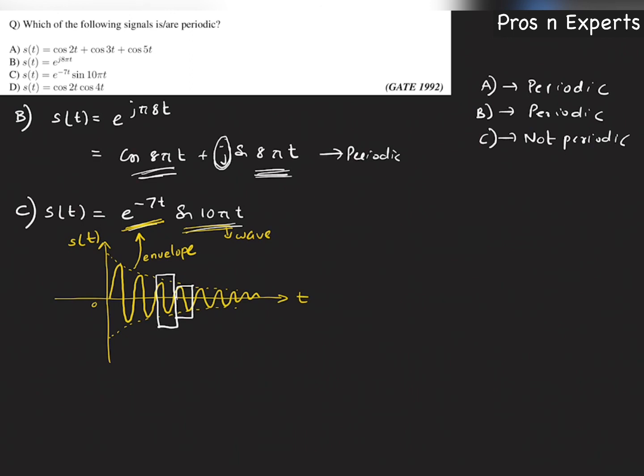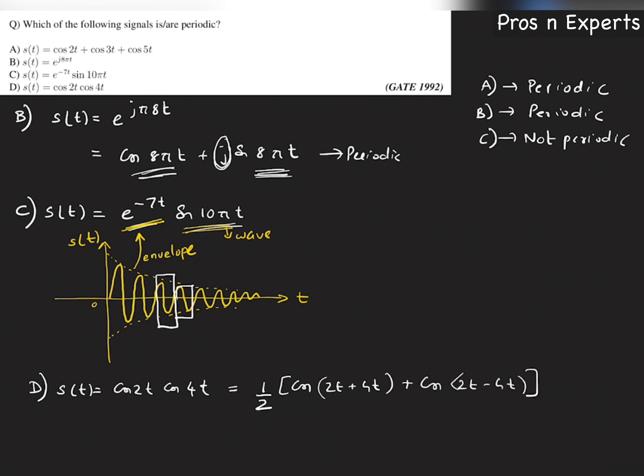And now what is option D? Option D, S of t equal to cos 2t into cos 4t. According to trigonometric identities, I can write it as 1 by 2 into 2 cos A cos B, which is cos of A plus B, that means cos of 2t plus 4t, plus cos of A minus B, cos of 2t minus 4t. That is equal to half into cos 6t plus cos 2t, right?